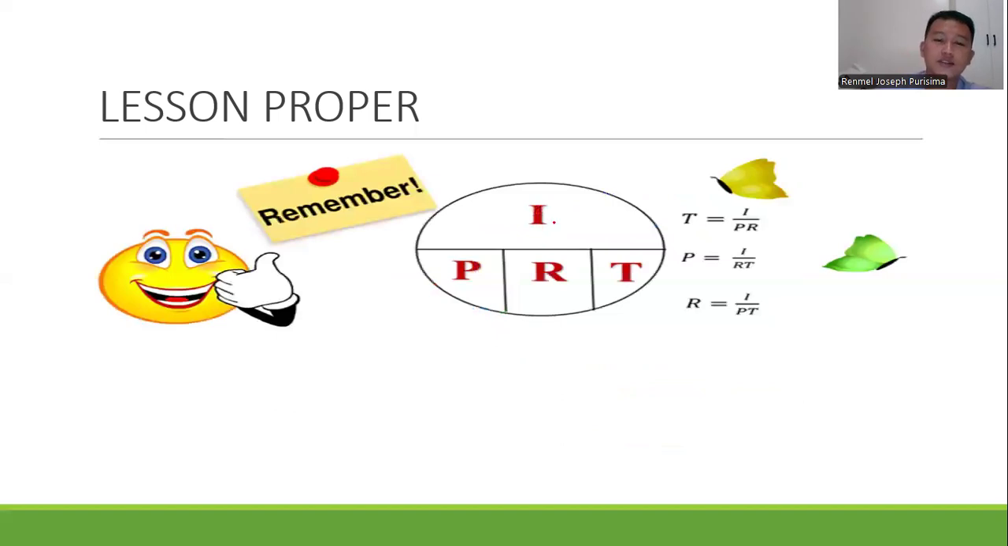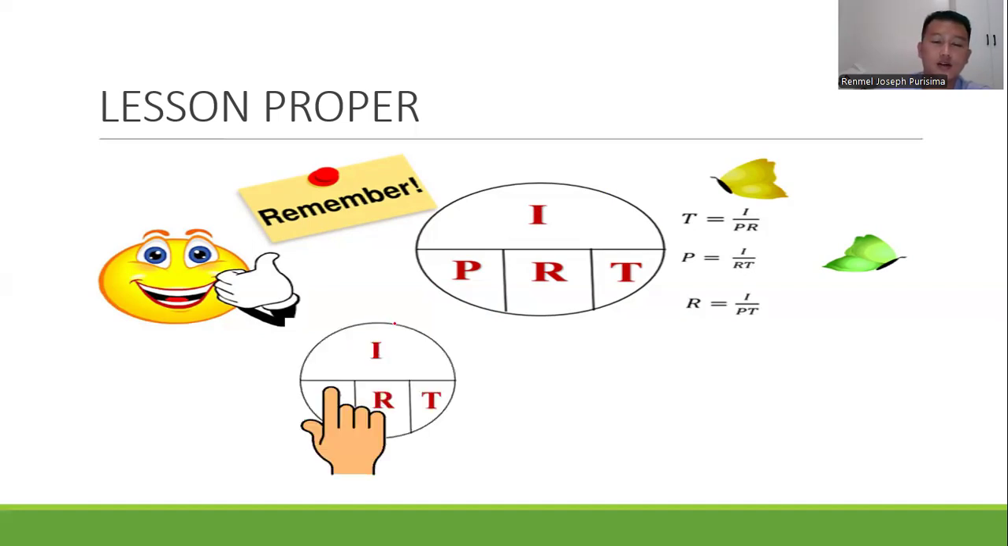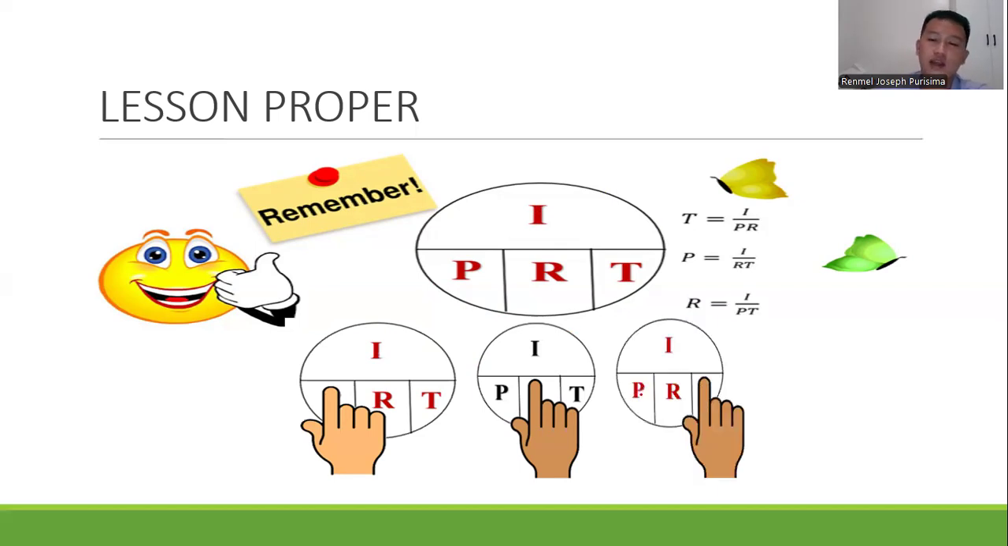So let's consider this illustration. I is equal to P times R times T. That is the formula for the simple interest. Now, if the principal is missing, we just cover it, and that leads us to I divided by R times T. If the rate is missing, we cover it, and that leads us to I divided by P times T. And lastly, for time, that would be I divided by P times R.